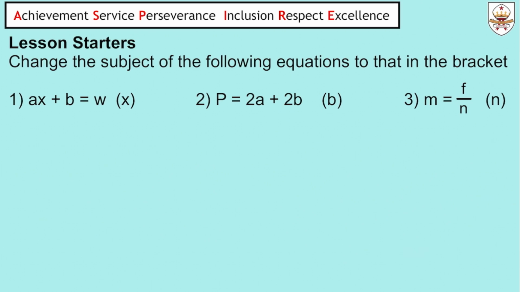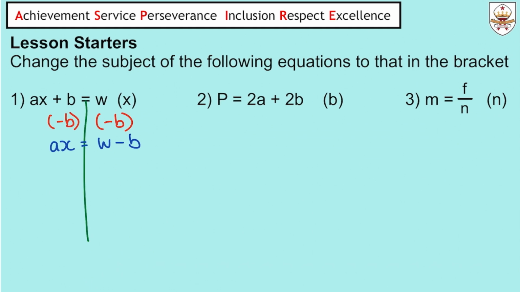First thing I'm going to do is draw a line down the page. So let's read the question again. We've got a times x plus b is equal to w. So we've added b to the a times x. So the first thing we're going to do is minus b on both sides. This gives us ax is equal to w minus b.